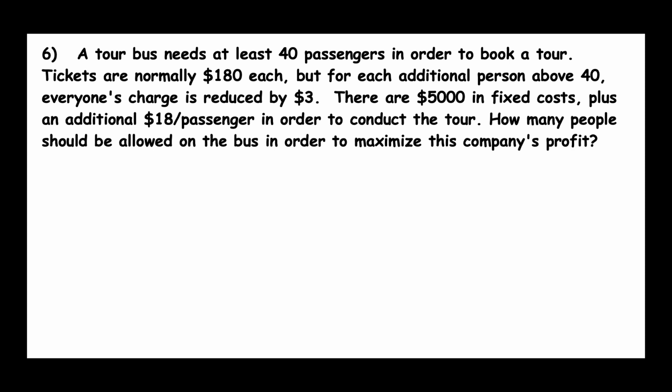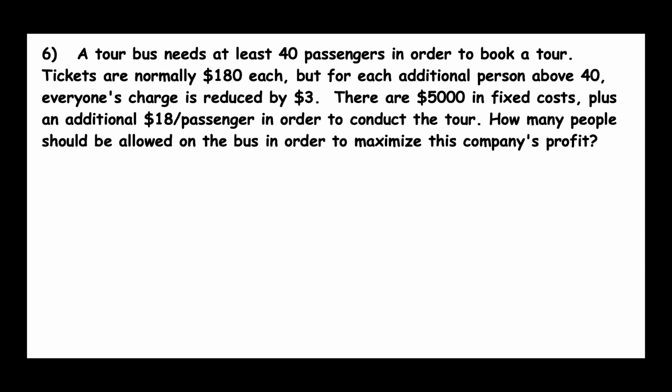We show them around town. But for each additional person above 40, we give everybody a $3 discount. So when that 41st person gets on the bus, everybody cheers. They're like, woo! Because they know that their tickets just went down to $177. All right, so you get the idea.